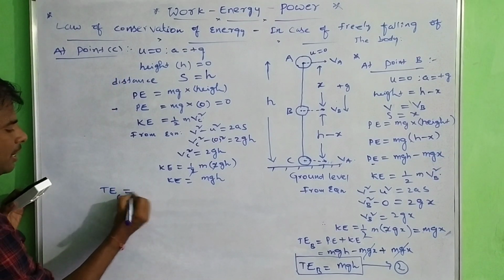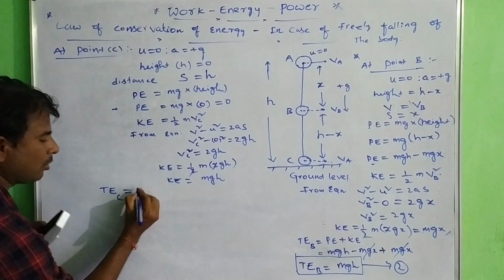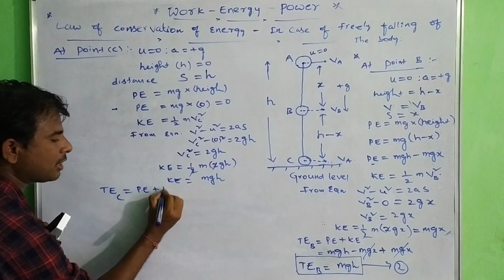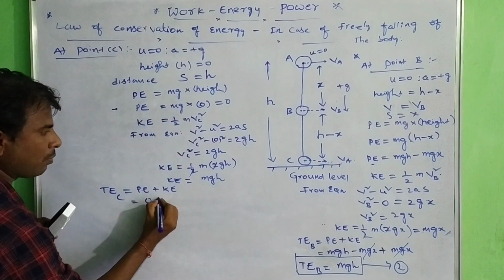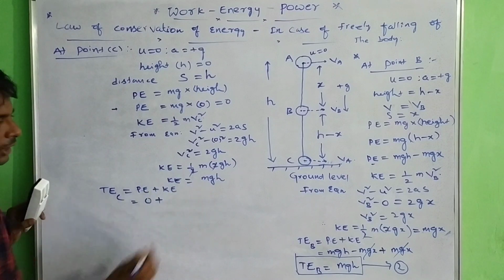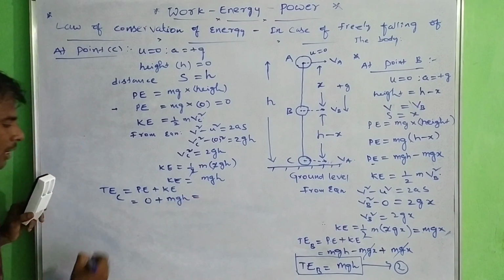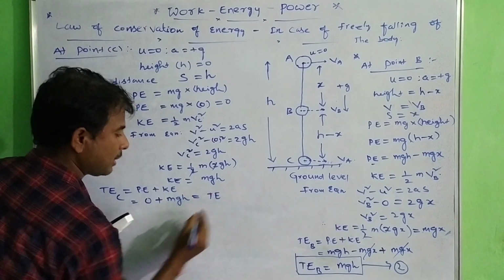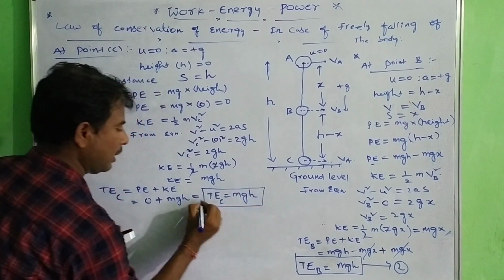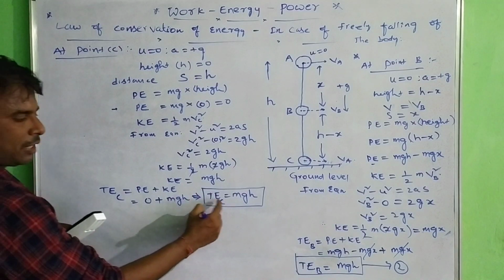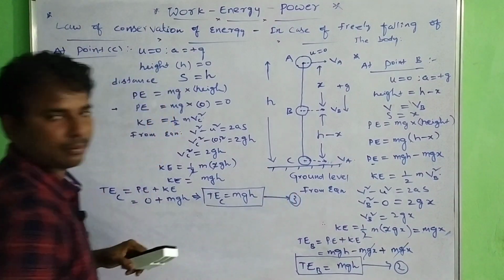Total energy at point C equals the sum of potential energy P plus kinetic energy KE. The potential energy is 0, plus the kinetic energy, mgh. Finally, the total energy at point C equals mgh. This is equation number 3.